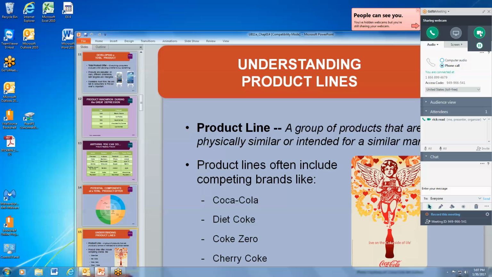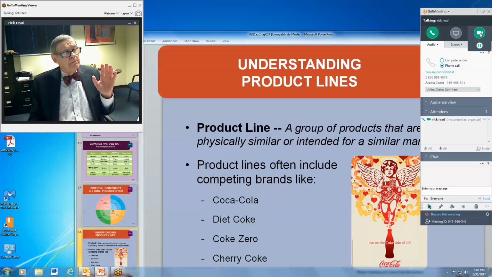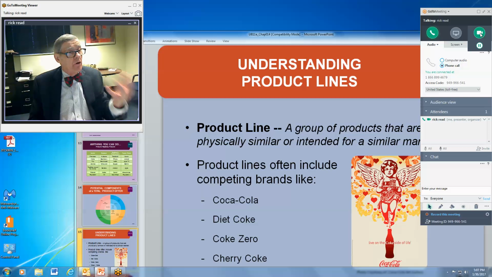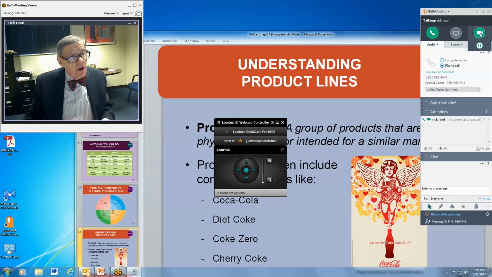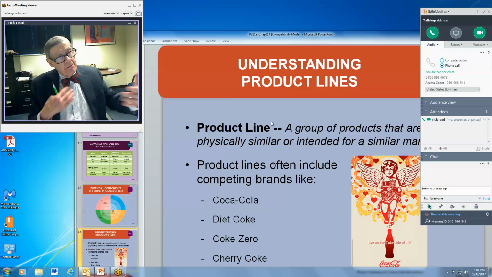Now, there's another thing here we have to think about. We think about product line, and we think of product mix. Product line is a variety of products that are very similar because the characteristics are almost the same. And this listing here for Coca-Cola gives us an idea. They talk about Coke, Diet Coke, Cherry Coke, Zero Coke, etc. We're all talking here about soft drinks, or in some parts of the country we refer to them as soda.